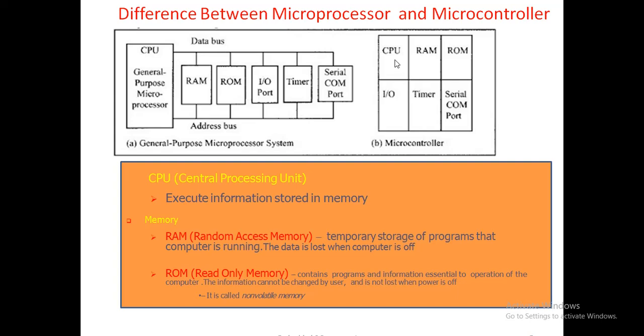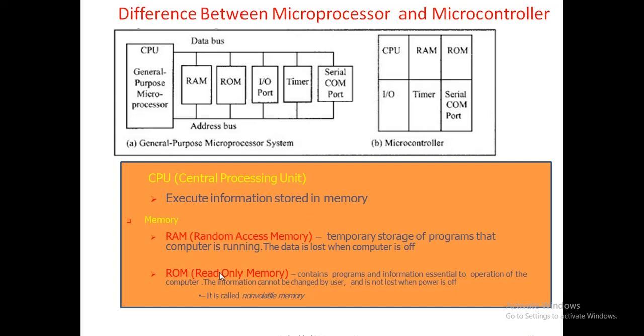Next, a definition for the CPU: as I already told, the processor executes information stored in the memory. The RAM and the ROM are very important parts of a general purpose processor as well as a microcontroller. RAM is random access memory. It is a temporary storage of the program, a primary memory. The current program is temporarily stored in the RAM and is going to be processed. Once the power is switched off, whatever is stored in the random access memory is lost.